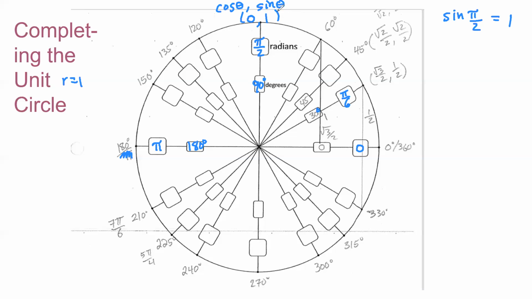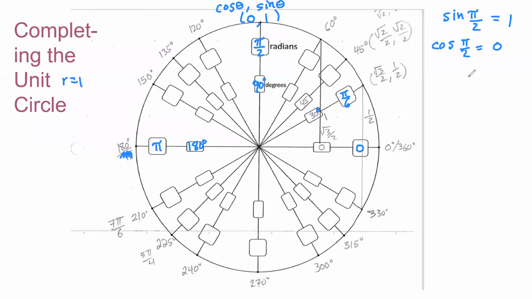So if I asked you the cosine of pi over 2, don't write this on your paper, write this on a separate sheet of paper. I'm going to erase this stuff. We just want the coordinates on here. So this is just extra stuff. The cosine of pi over 2 would be whatever the x coordinate is, which is 0.